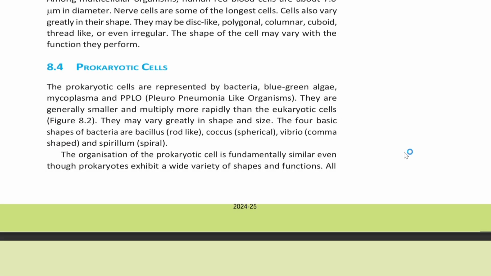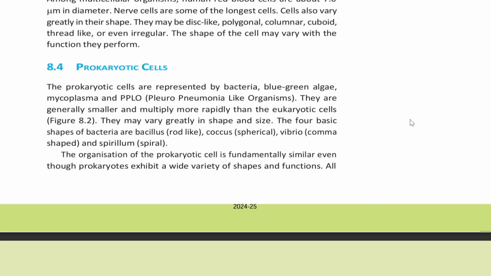8.4 Prokaryotic cells. The prokaryotic cells are represented by bacteria, blue-green algae, mycoplasma and PPLO, that is pleuropneumonia-like organisms. They are generally smaller and multiply more rapidly than the eukaryotic cells. They may vary greatly in shape and size. The four basic shapes of bacteria are bacillus, that is rod-like, coccus, that is spherical, vibrio, that is comma-shaped, and spirillum, that is spiral.